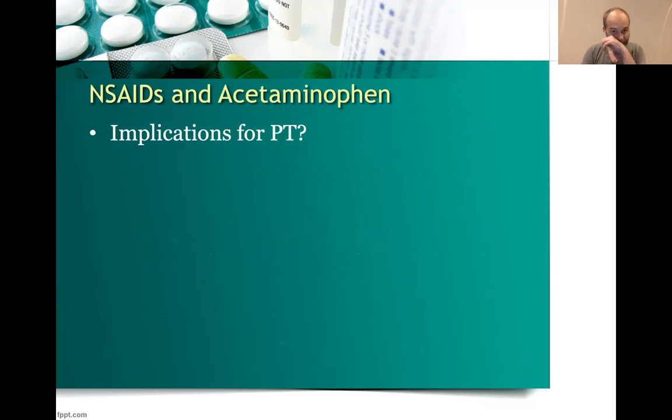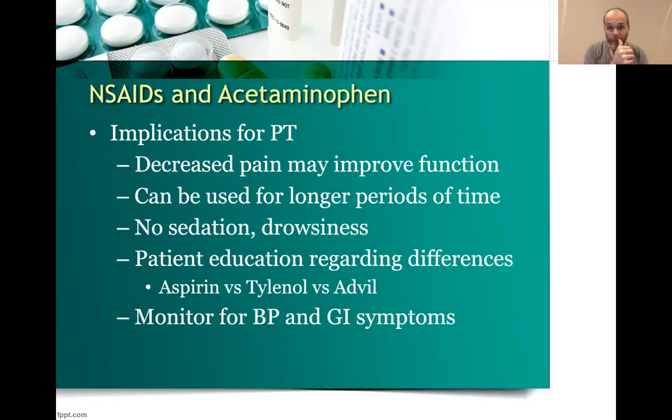So for NSAIDs and acetaminophen, what do you need to watch out for, PT? They can use these kinds of pain medicines for longer periods of time than opioids. So they can use these for longer periods of time for soft tissue injuries and bone injuries. There's no sedation or drowsiness with these. If they take these before they come to therapy, they'll probably be able to do more during your session and be able to function more.